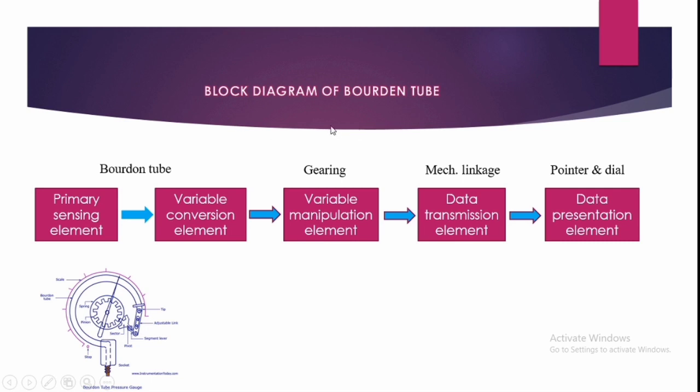This shows the block diagram of a Bourdon tube. Thus, in the Bourdon tube, the tube itself acts as the primary sensing element and variable conversion element. The gearing system acts as the variable manipulation element. The mechanical linkage forms the data transmission element, and finally the dial and pointer act as the data presentation element.